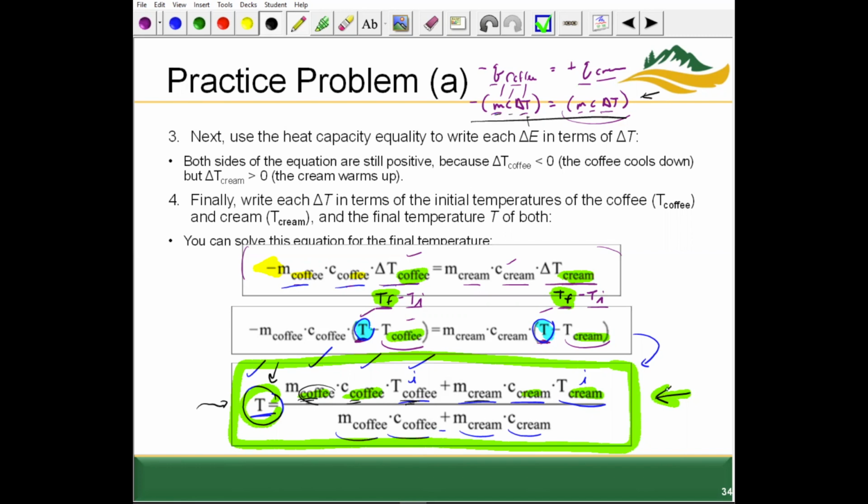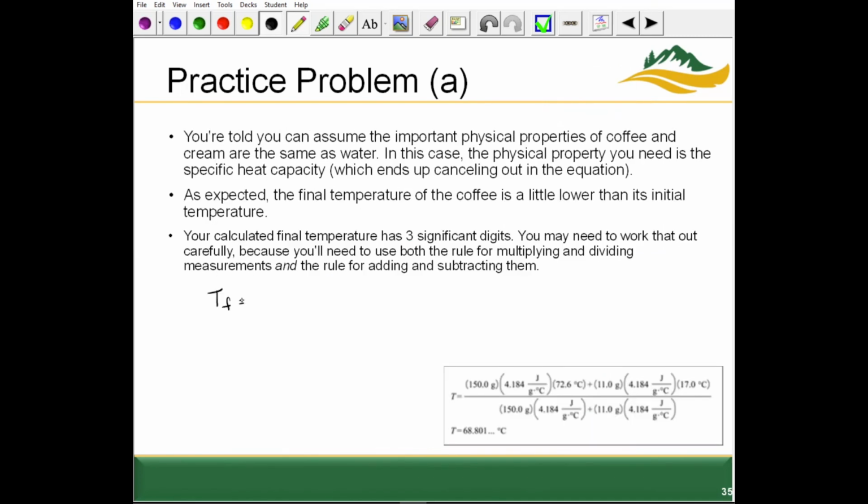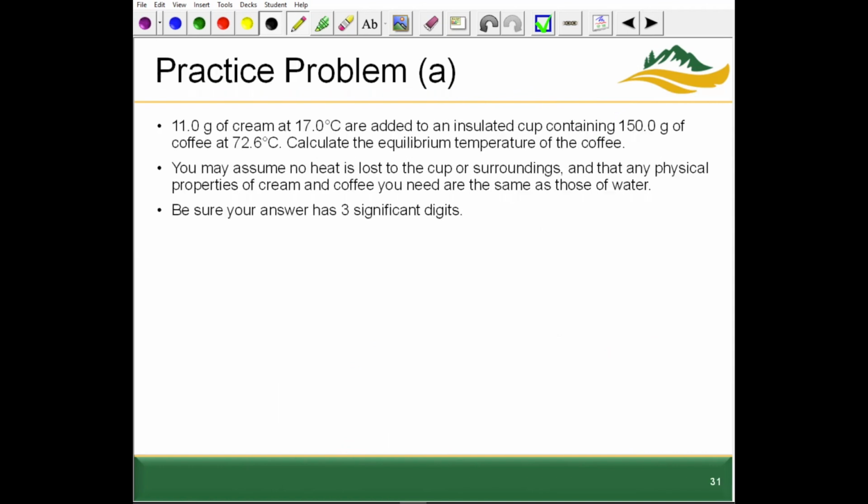So let's go ahead and plug in our values into this equation. So the mass of the coffee is 150.0 grams. Now, if you're wondering what the specific heat of coffee and cream are going to be, well, let's go back and see the setup of the problem.